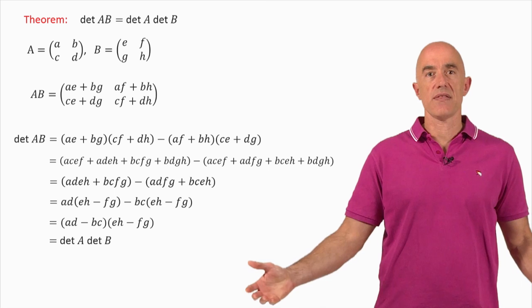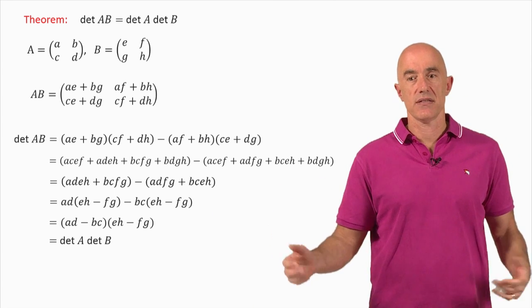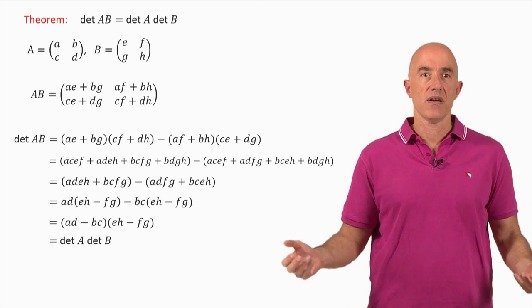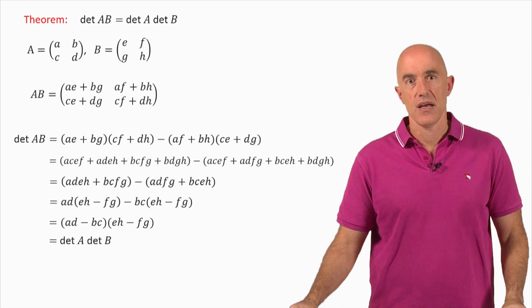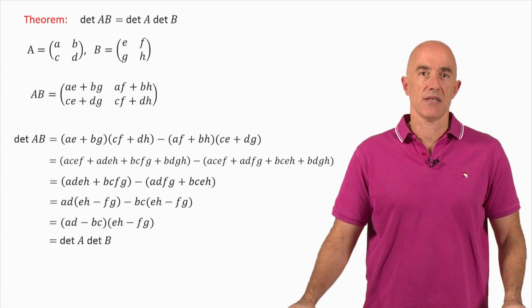So we've proved then that the determinant of the product AB is equal to the determinant of A times the determinant of B for the 2-by-2 case. And this is exactly what we need to prove Cassini's identity.